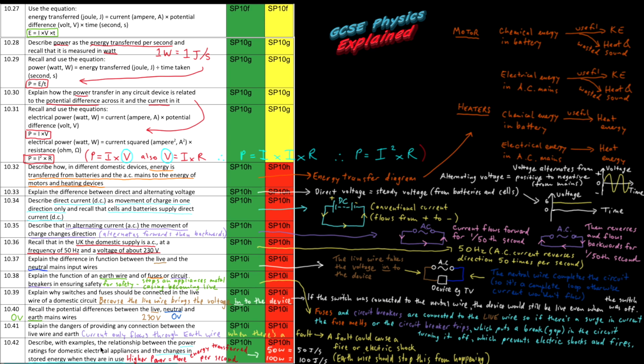10.42. Describe with examples the relationship between the power ratings for domestic electrical appliances and the changes in stored energy when they are in use. Well, higher power would equal more energy transferred per second. So that's the relationship between the power rating and how much energy it changes per second or stores. So if you've got 50 watts, that means it'll store or use 50 joules per second. If it's 100 watts, that means it uses 100 joules per second.